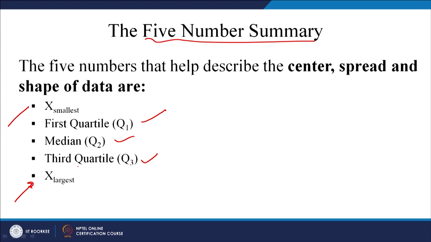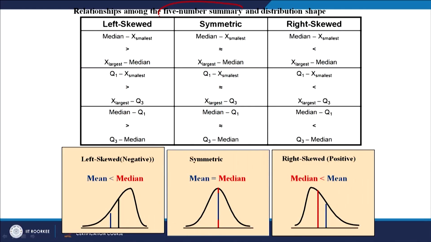Now, if you look at these 5 numbers, then you will be able to know where data are concentrated in a distribution. And there is a relationship between 5 number summary and distribution shape. If you look at these distribution shapes, for example, this one is a right skewed distribution. This one is left skewed or negatively skewed, and the other is also known as positively skewed. This is symmetric data, a perfectly bell shaped curve.